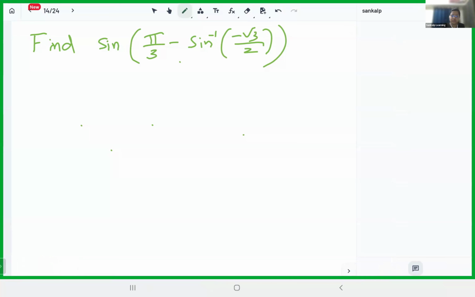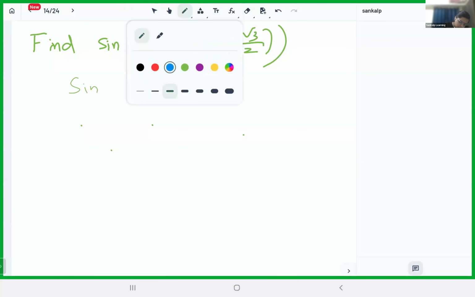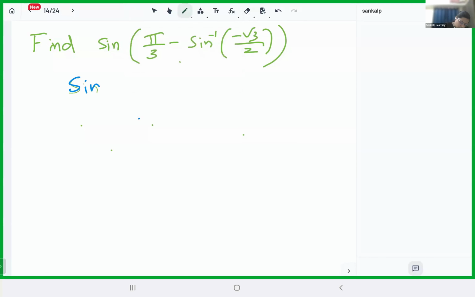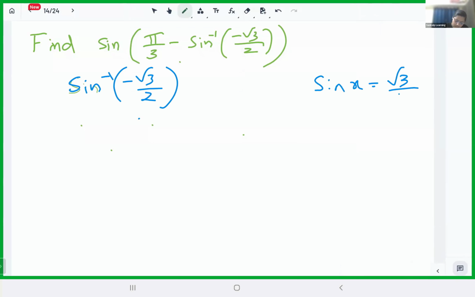Here we know that we should always start from within the bracket, so you should start from inside the bracket. First you have to find the value of sine inverse of minus root 3 by 2. Again, you have to write this root 3 by 2 in some form of sin x, so you have to find which value of x will give you root 3 by 2.